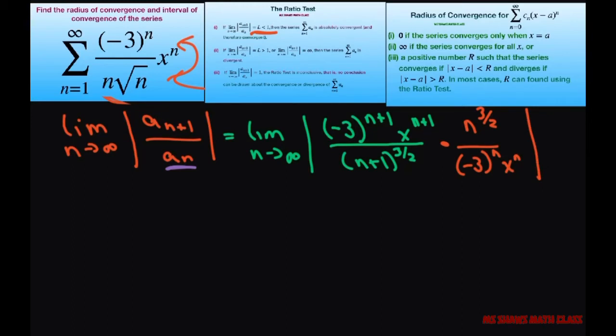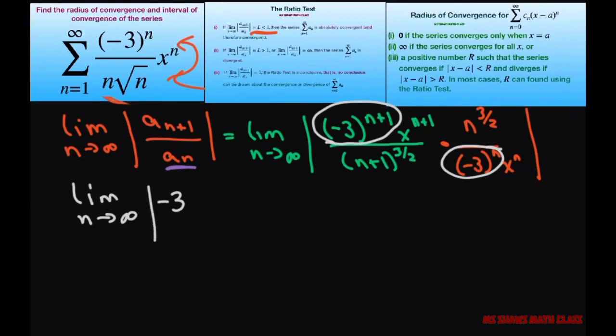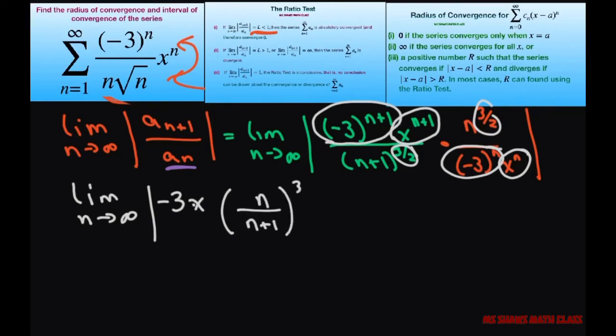All right, now we're just left with simplifying. So let's see what we get. We get the limit as n approaches infinity. When you simplify this, that's just going to be negative 3, the absolute value here. And when you simplify these two, that's just going to be x. And then we have both of these to the 3/2 power, so we can write this as n divided by n plus 1 to the power of 3/2.